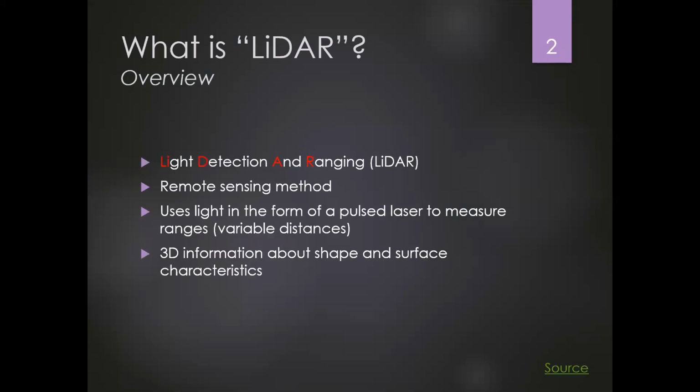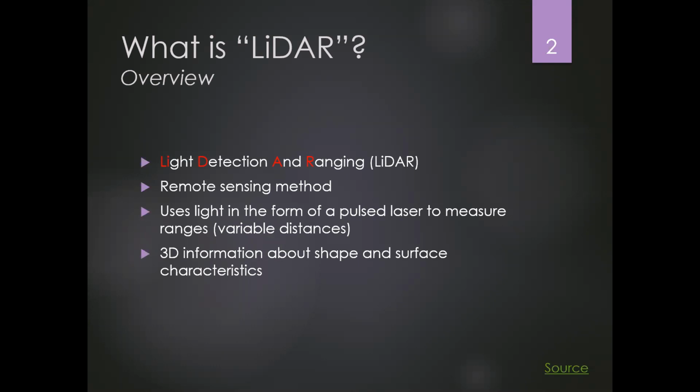Okay, today I want to introduce another relatively new geovisualization technique. It's called LiDAR. And obviously, this is not an English word, right? It's an abbreviation of something, and its full name is Light Detection and Ranging.